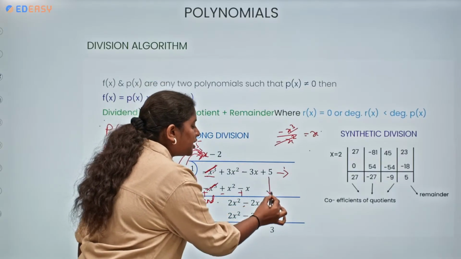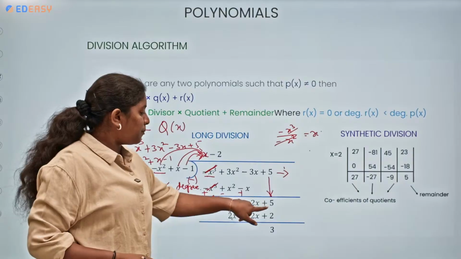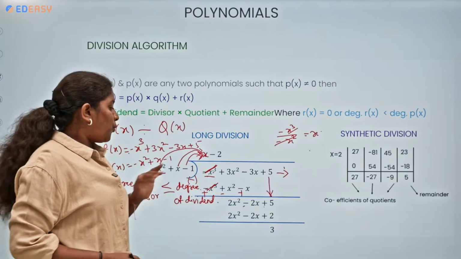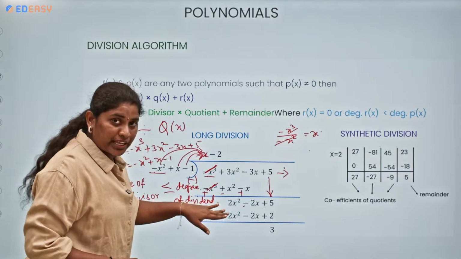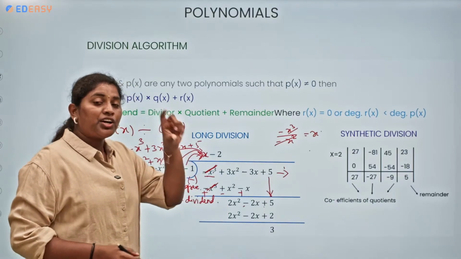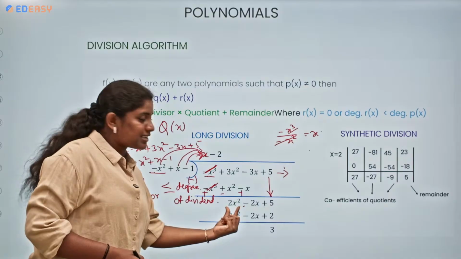Now bring this 5 down, so it will become your plus 5. Now what is the next step? The same. Coming to here, you need to take the first term of this expression.